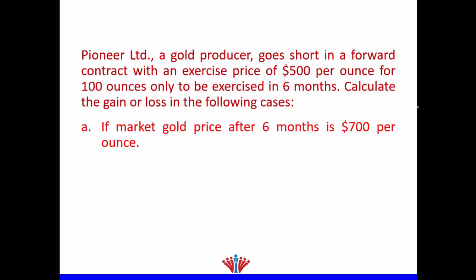So this case study is exactly the opposite of the previous case study, which means in the previous case study we had a buyer, now we have a seller, which means we compare between the long position and short position and we have exactly the same numbers. So let's look at this case study again. We know that Pioneer Limited is a gold producer. What do you mean by gold producer? They produce gold. That is their good that they are going to sell. They go short. What do you mean by short?